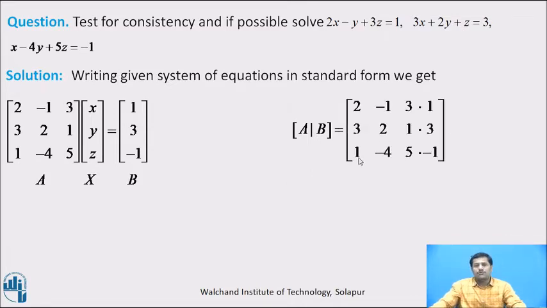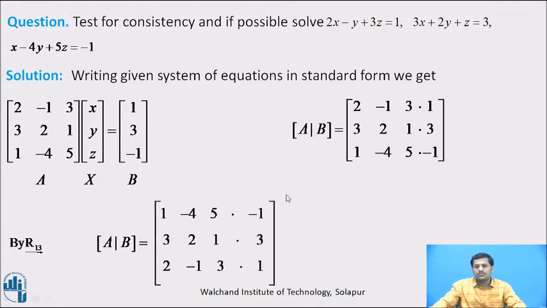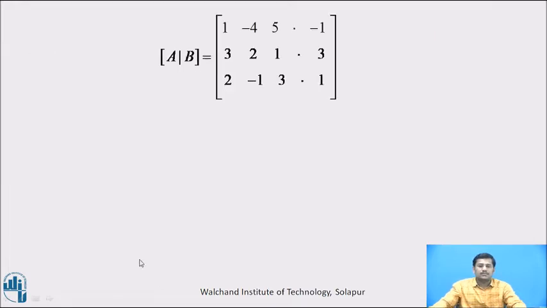Now, we have to apply row transformations on this augmented matrix in such a way that we get an echelon form. For better calculations, let us interchange row number 1 and row number 3. So by changing rows 1 and 3, you can see row number 3 is shifted to row number 1, row number 2 as it is, and row number 1 is shifted to row number 3. This is the previous matrix.